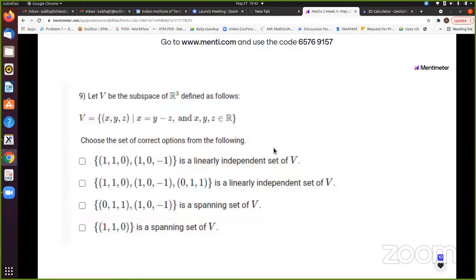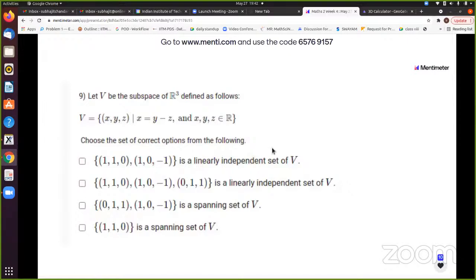All these vectors which are given are inside V, because all of them satisfy x equal to y minus z. An element can only belong to this vector space if it follows this condition. If they don't follow this condition, then they don't belong to this vector space. Exactly. Clear, sir.